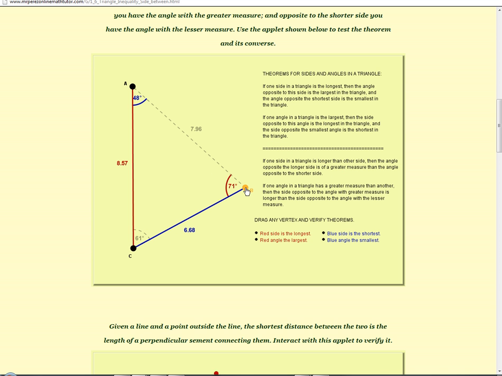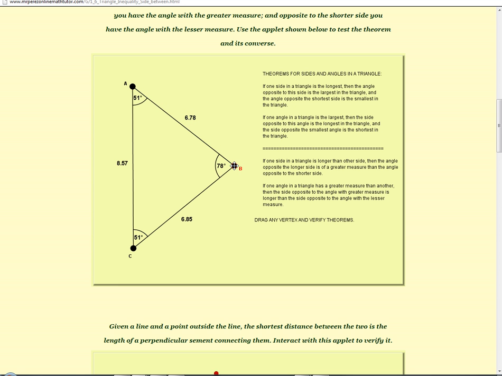I got a question. Yeah. What happens if they're both the same length? Okay, if they're both the same length, then it's isosceles, and the base angles will be congruent. Good question. What AJ's saying is, what if I made it so these were both, well, let's see if I can do it here, like that. Okay, now it kind of breaks it.